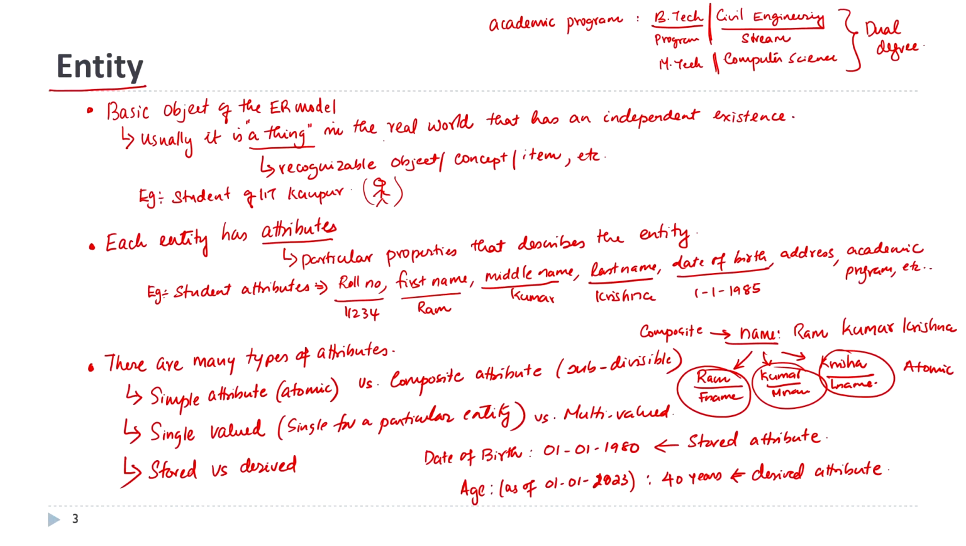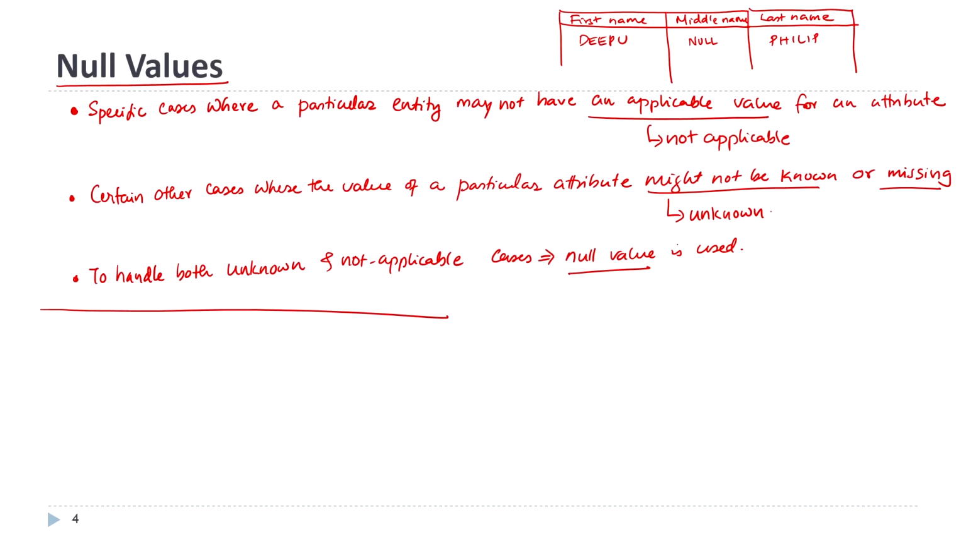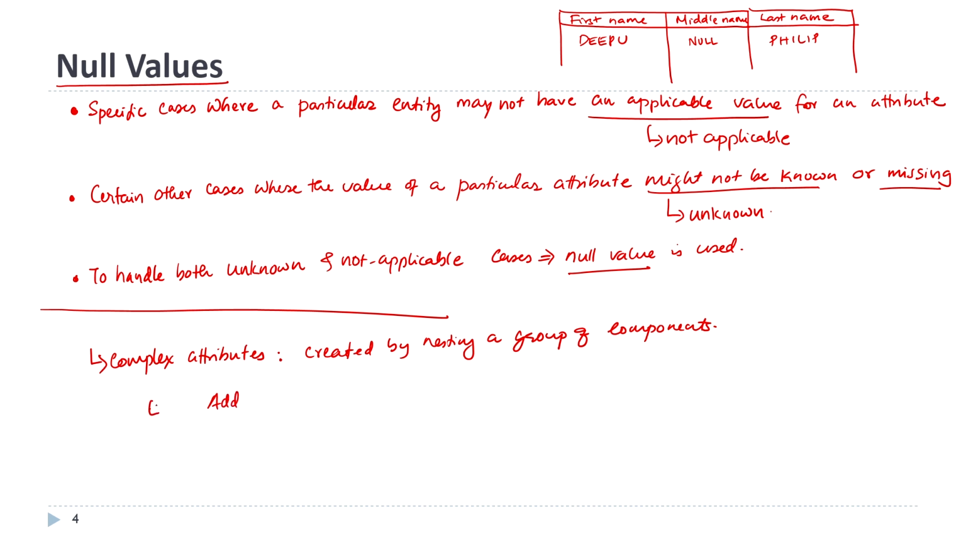There is another one that I want to add here, which I forgot to mention in the previous case, the simple single valued stored and other things. I want to add another thing called the complex attribute. And complex attributes are created by nesting a group of components. Let us take an example.